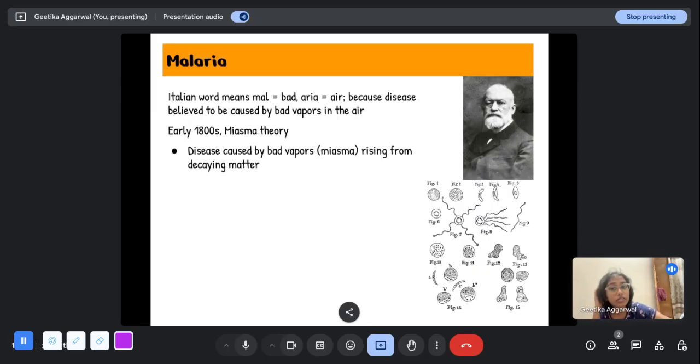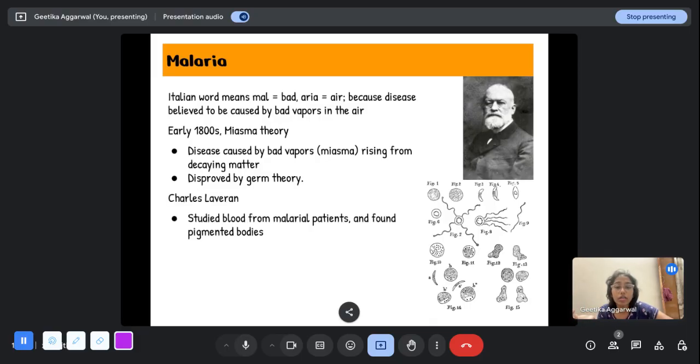So, in the early 1800s, there was this miasma theory, according to which disease was being caused by bad vapors which were rising from the ground or from decaying matter present in the ground. And this theory was actually disproved by germ theory, according to which we became aware that diseases are not just spread by some vapors or air, they're actually spread by germs or parasites, or these invisible bacteria and viruses present around us. So diseases were spread by these different germs, and not just by some vapors or bad air.